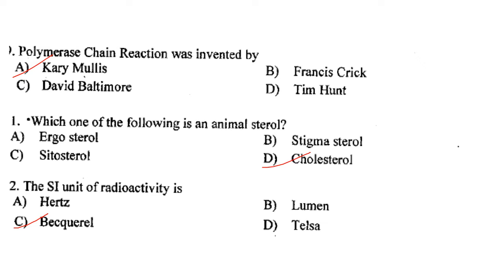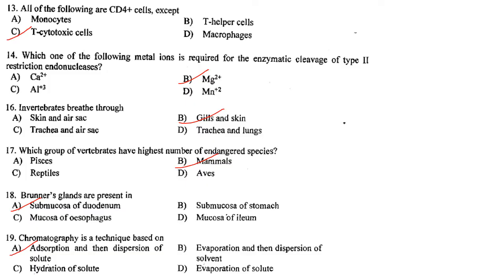Answer is option A. Which one of the following is an animal sterol? So it is cholesterol. Cholesterol is an animal sterol. Answer is option D. The SI unit of radioactivity is, it is becquerels. Answer is option C. All these are just direct questions.